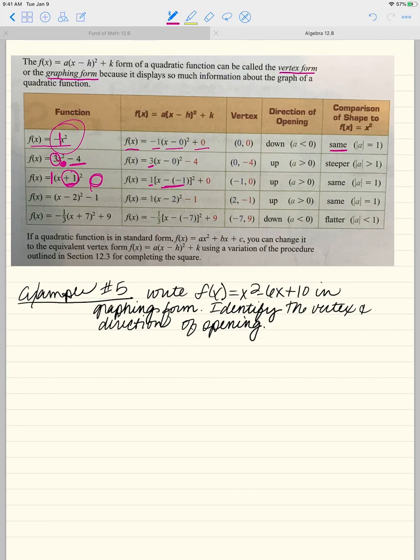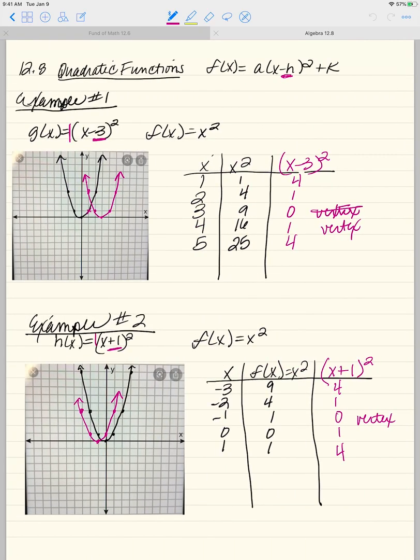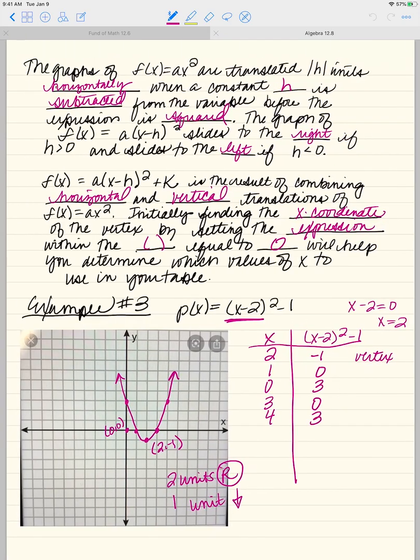Our graph opens up because a is greater than 0. And the absolute value of a is 1. So the shape of f of x is equal to x plus 1 squared is going to be the same as the shape of x squared. And we saw that back in example number 1 and number 2, where a was 1 in both of those. It was the same shape as our basic parabola.